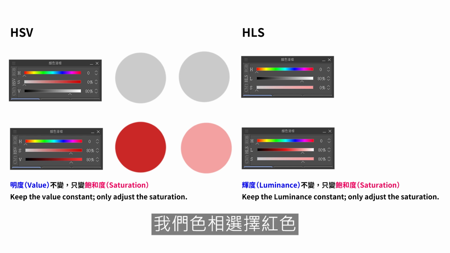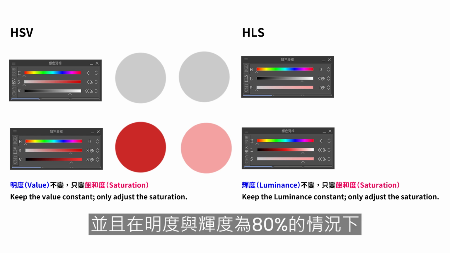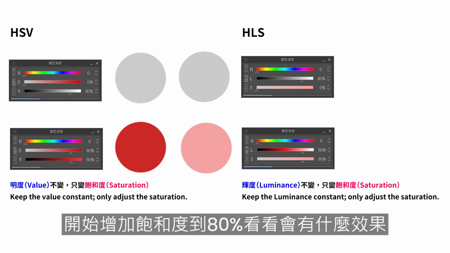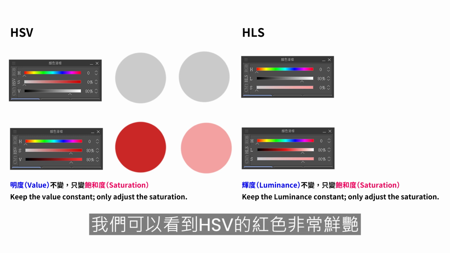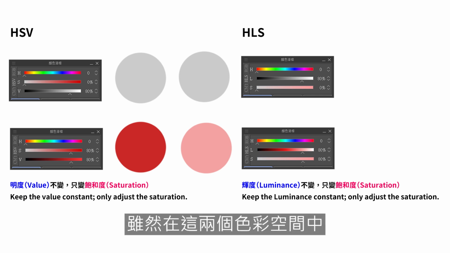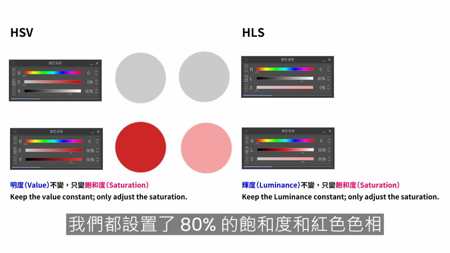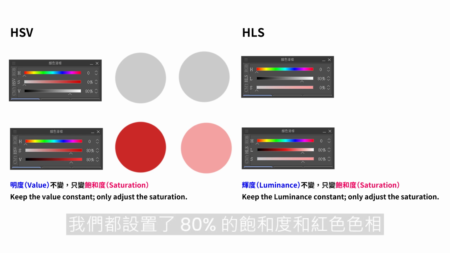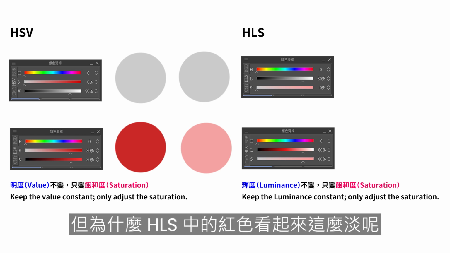We choose the hue as red and set value and luminance to 80%, then increase the saturation to 80% to see the effect. We can see that the red in HSV is very vibrant, while the red in HLS is a pale pink. Even though we set 80% saturation and red hue in both color spaces, why does the red in HLS look so pale?